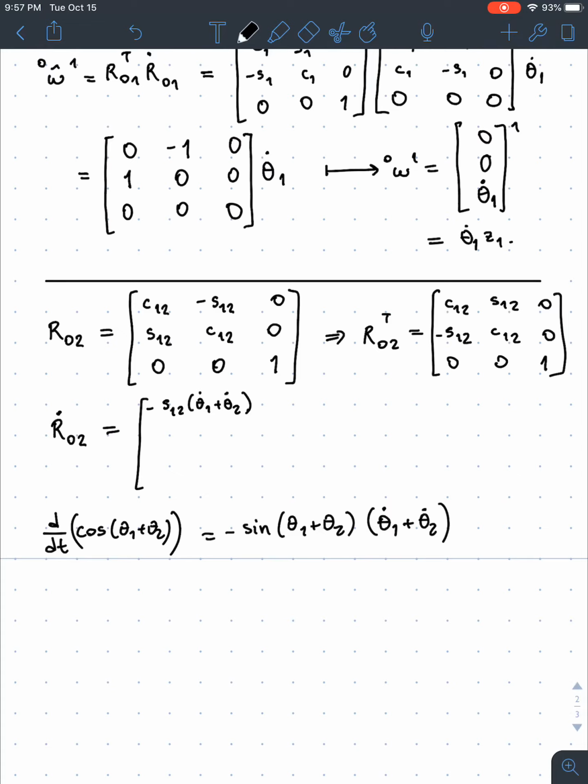Okay, let's look at the 1, 2 element. That's the derivative of minus sine theta 1 plus theta 2. So similarly, take the derivative of minus sine theta 1 plus theta 2. To take it, you must first take the derivative of sine, which is cosine, and then take the derivative of the inside, which is again theta 1 dot plus theta 2 dot, you see? So this is going to be minus cosine theta 1 plus theta 2 times theta 1 dot plus theta 2 dot. Derivative of 0 is 0. Derivative of sine theta 1 plus theta 2 is essentially the same thing as this, but without the minus sign. So this is going to be cosine theta 1 plus theta 2 times theta 1 dot plus theta 2 dot.